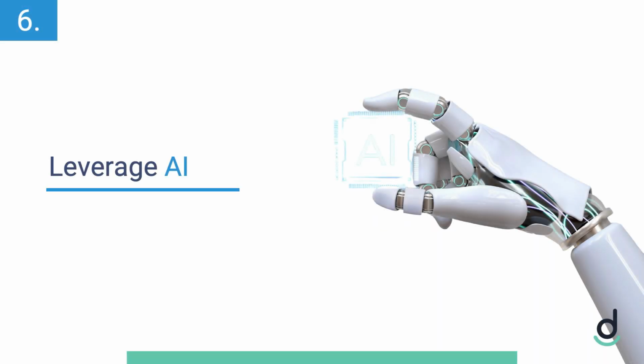Number 6, leverage AI, artificial intelligence. I mean, the last couple of years, we've seen so many breakthroughs in AI, basically passing the Turing test. We're nearing AGI. I mean, ChatGPT, OpenAI. There are so many platforms to use.